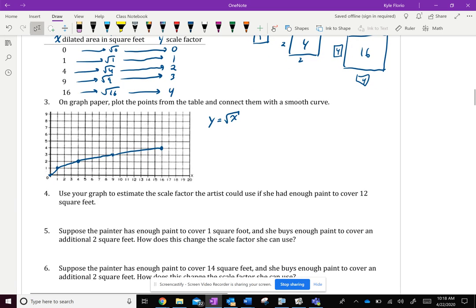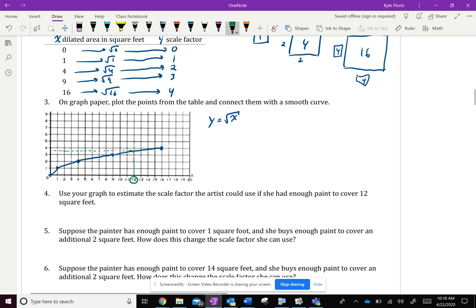Using the graph, let's estimate the scale factor the artist could use if she had enough paint to cover 12 square feet. So the square root of 12 is not going to be a nice number, but let's use the graph here. If I wanted to cover 12 square feet, then the scale factor had to have been somewhere between 3 and 4, right? So, your guess is as good as mine. A number between 3 and 4.